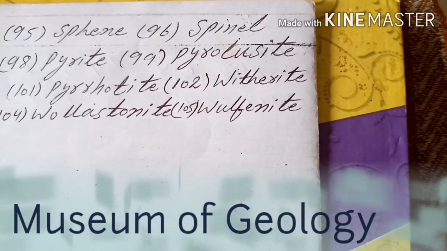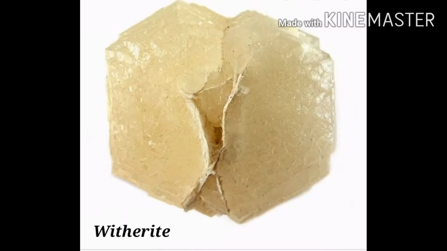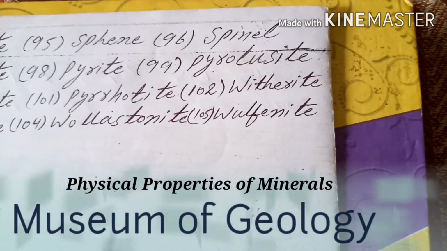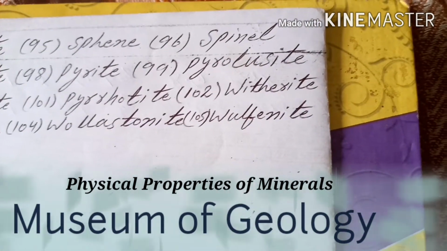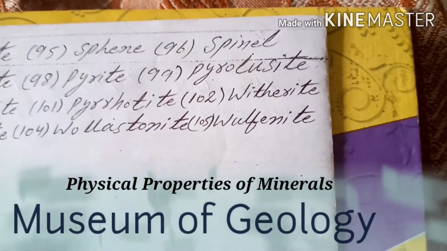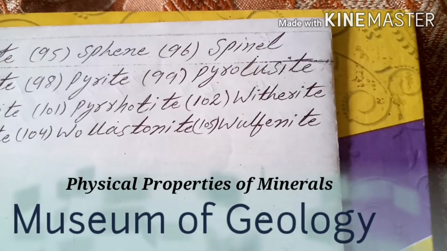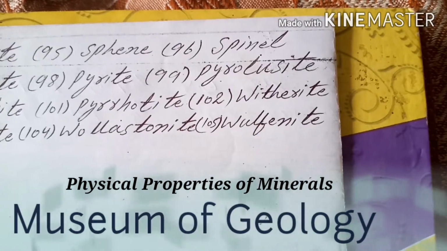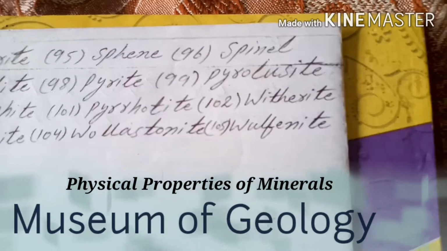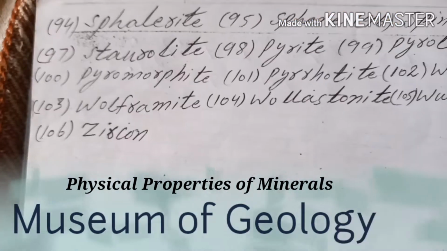Now I am starting from mineral number 102, which is witherite. So the habit of witherite is massive, columnar or granular, and the hardness is 3 and specific gravity is 4.3. The luster is vitreous, color is white, yellowish or grayish, and the streak is white. There are distinct cleavage and uneven or brittle fracture, and the occurrences of witherite are hydrothermal veins associated with barytes and galena, source of barium.